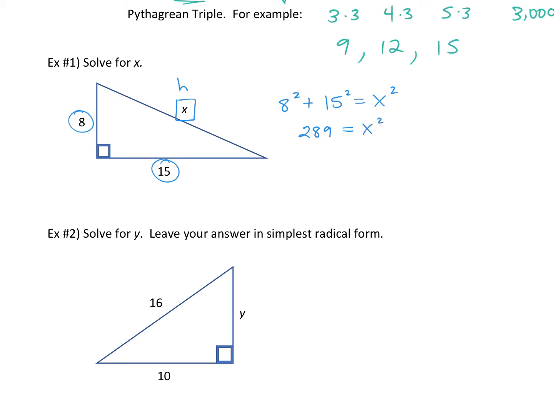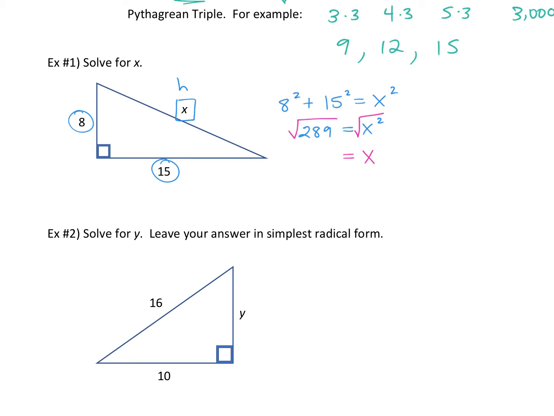Now, from here, your next step is to square root both sides. So square root x squared and square root 289. That makes this x. Always check this first, okay? Plug it into your calculator. And when you plug it into your calculator, I wish I had my calculator sitting in front of me right now. That looks like yours.